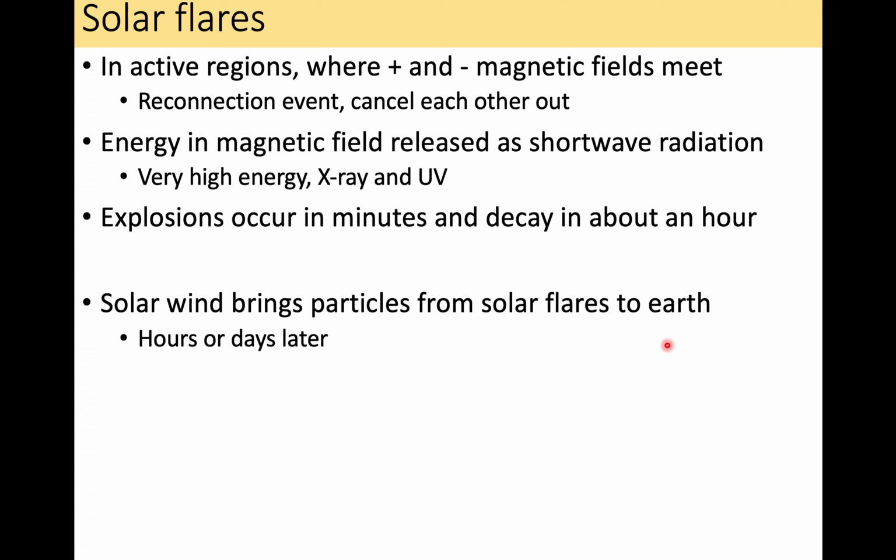So solar flares occur in an active region. So remember, active regions are generally near the edges of the granules, near the sunspots, where we have positives and negatives meeting. So when a positive area and a negative area of the magnetic field actually meet, that's where we have what is called a reconnection event, or they cancel each other out. So if the positive and a negative, or the north and the south of two sunspots meet, they're going to reconnect and cancel each other out.